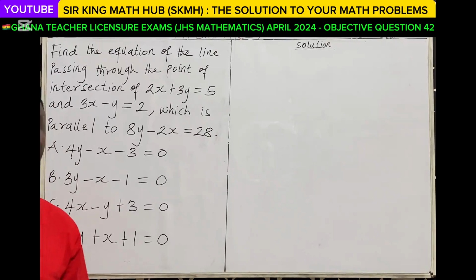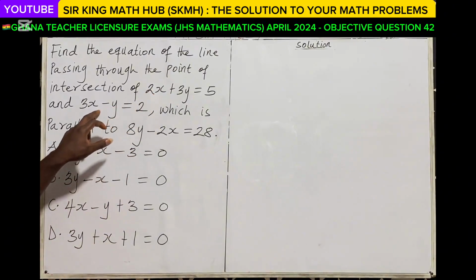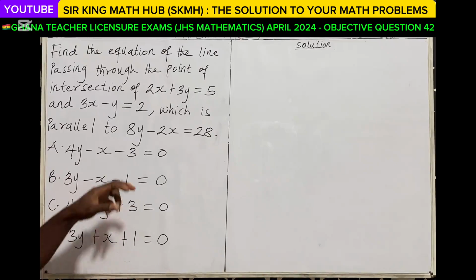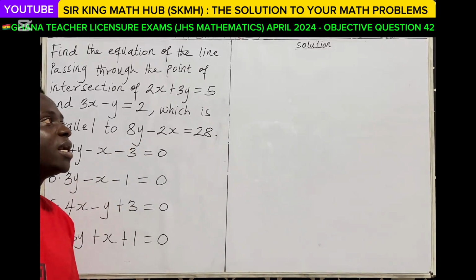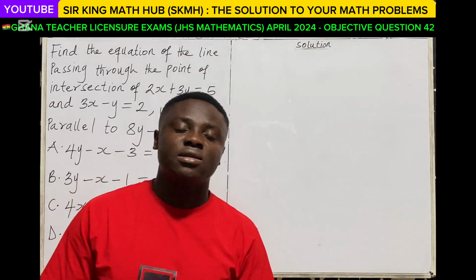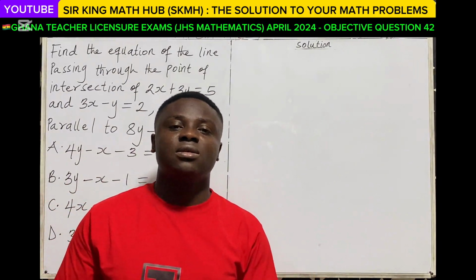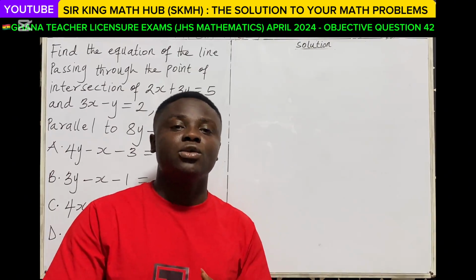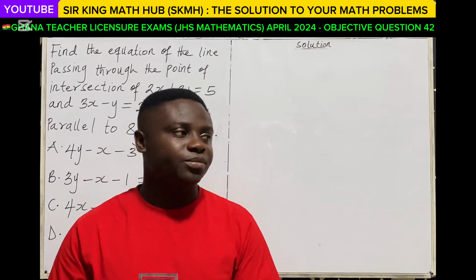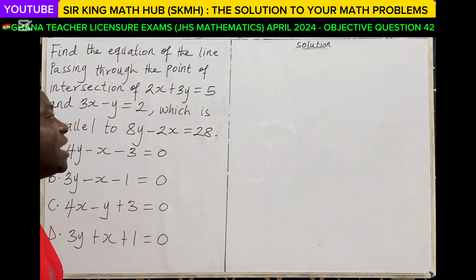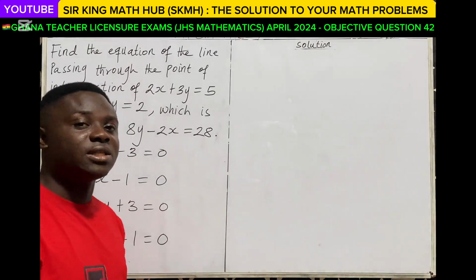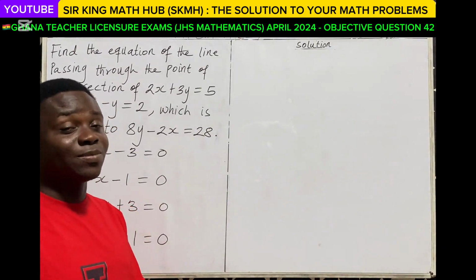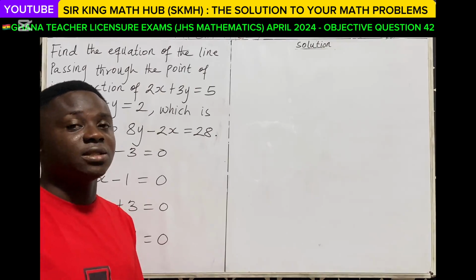So we have to find the equation of a particular line, knowing that the line passes through the intersection of these two lines, and again, the line is parallel to this particular line. Now we know that to find the equation of a line, we need two things. The first thing we need is a point on the line, and then two, the gradient of the line. So first of all, let's find a point on this particular line that you are supposed to find its equation.